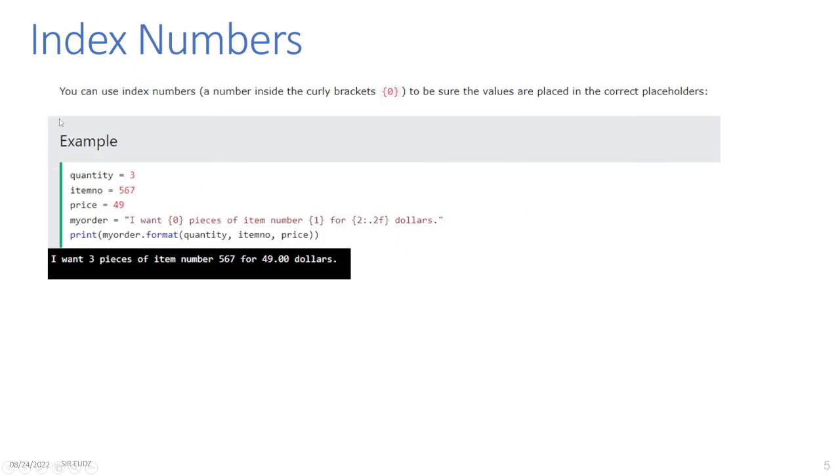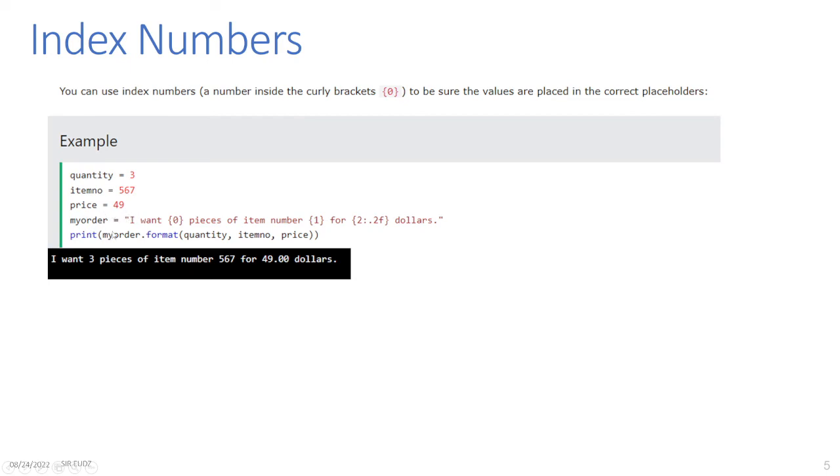Index numbers. You can use index numbers, so a number inside the curly brace, just like this one. So we have 0 as our index number, to be sure the values are placed in the correct placeholders. So in this example, quantity equals 3, item number equals 567, price equals 49.